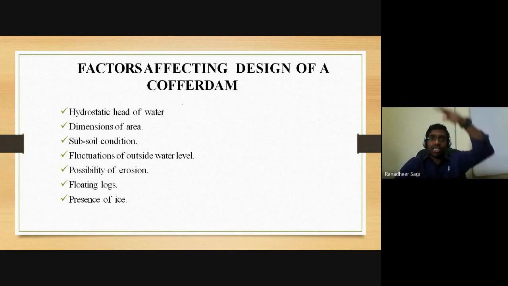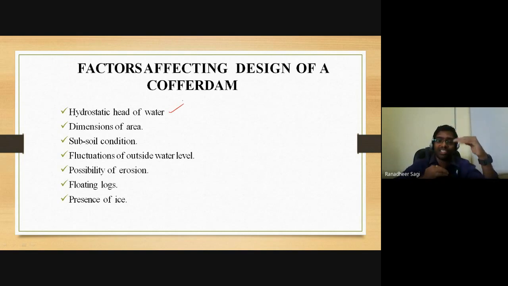Design in the sense, what is the height to which I should construct that cofferdam? What is the area in which that particular cofferdam construction is to be done? Okay, so what are those factors which would affect the design of that particular cofferdam? The major factor which would govern the design of the cofferdam is the hydrostatic head of water. That's nothing but the depth of the water flow which is existing there. Okay, so that is going to be a major criterion based on which your design of the cofferdam would depend. And it also depends on the area in which that particular cofferdam construction has to be done.